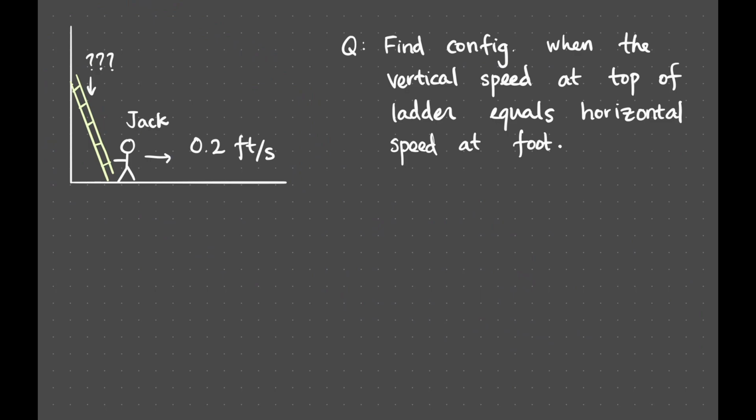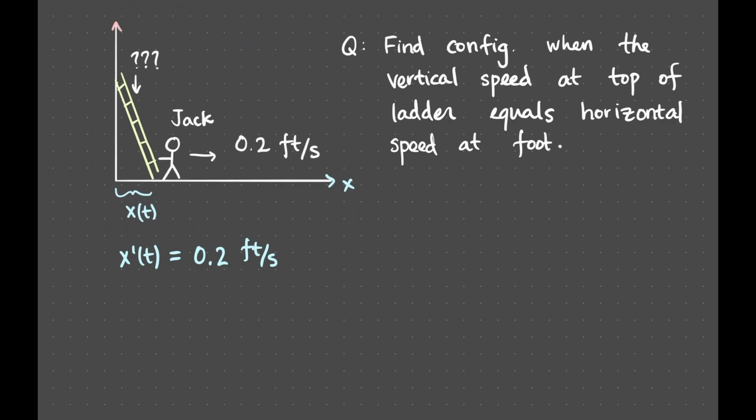For these types of problems, it's helpful to label the relevant quantities which have rates of change. Here, the foot of the ladder is sliding from the wall, so if we label the horizontal distance by the variable x, then we can express the rate of sliding as x prime of t. The problem says that this rate of sliding is a constant 0.2 feet per second, so x prime of t is equal to 0.2 feet per second.